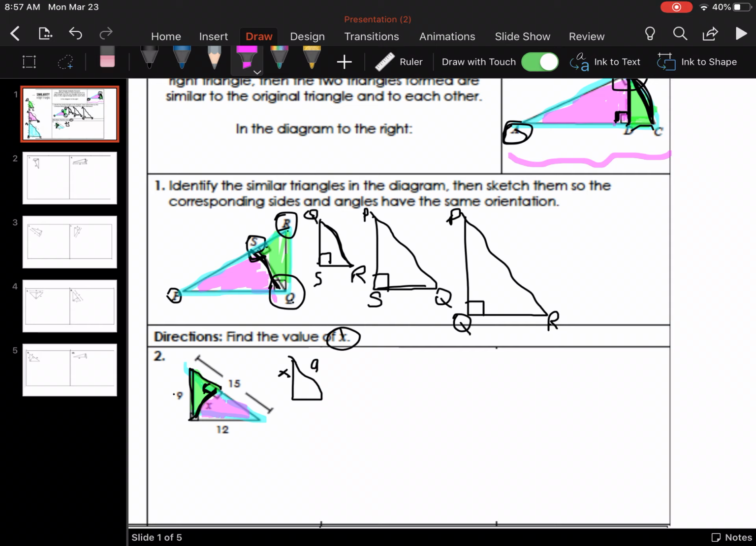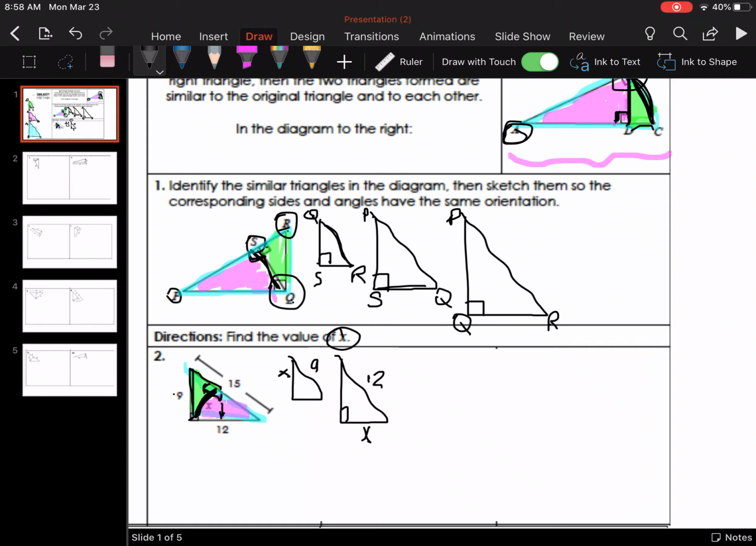And I'm going to draw that triangle over here. So look for that right angle. The right angle is right there. And they share this leg right there. So the smallest side of the pink triangle is x, but the x is going to go down here now. Okay, the hypotenuse of that one is 12. So I'm going to put the 12 here.